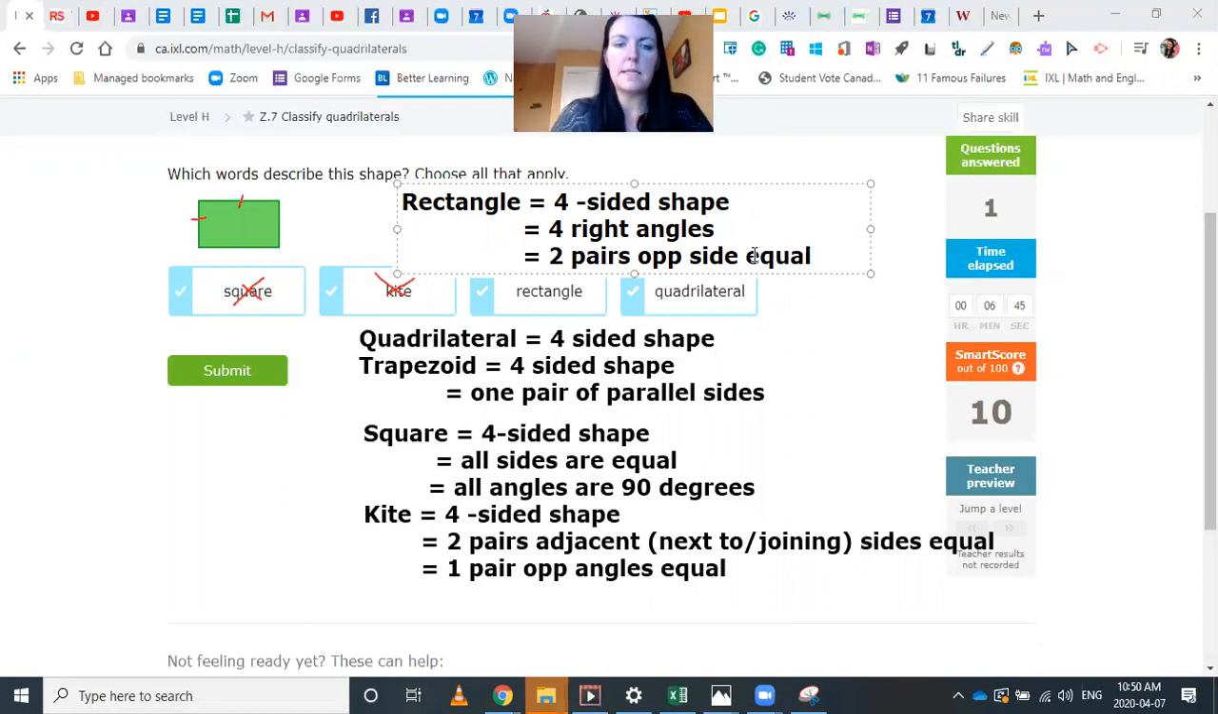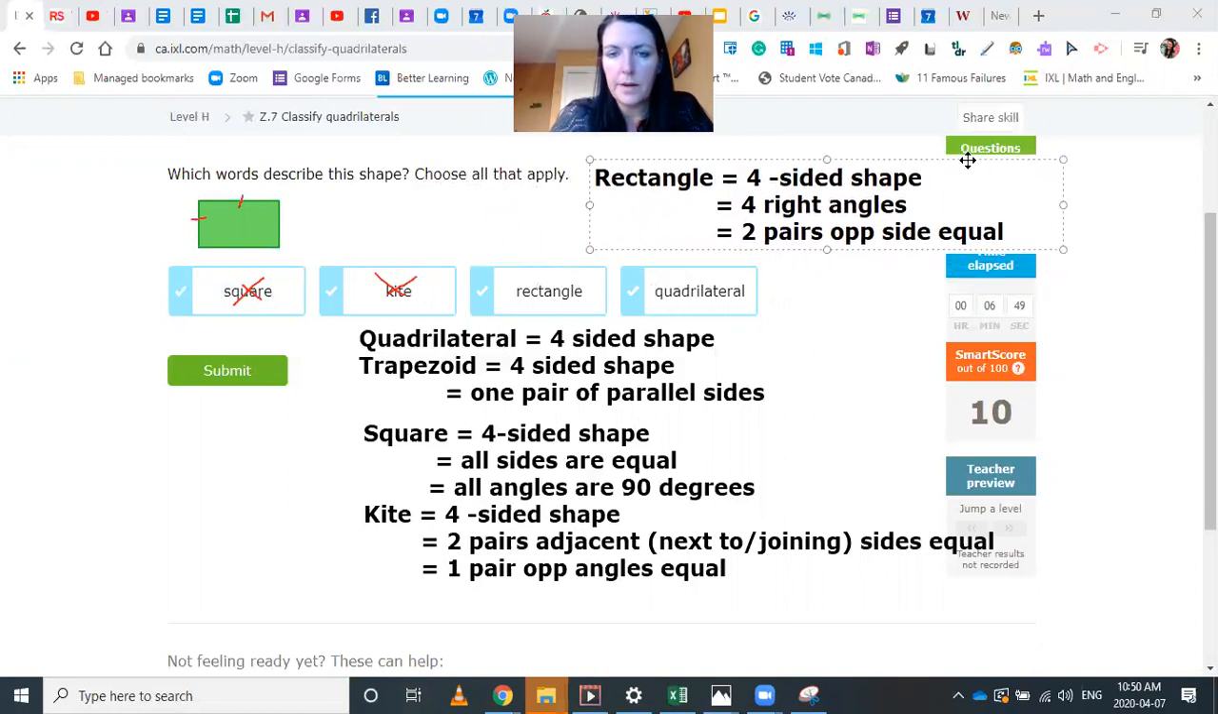All right, so let's have a look at this. Let's move that out the way a little bit. Okay, so in a rectangle, let's see. It's a four-sided shape, yes. Are there four right angles? Yes. And are two pairs of opposite sides equal? Yes. So we can check off that it is a rectangle.